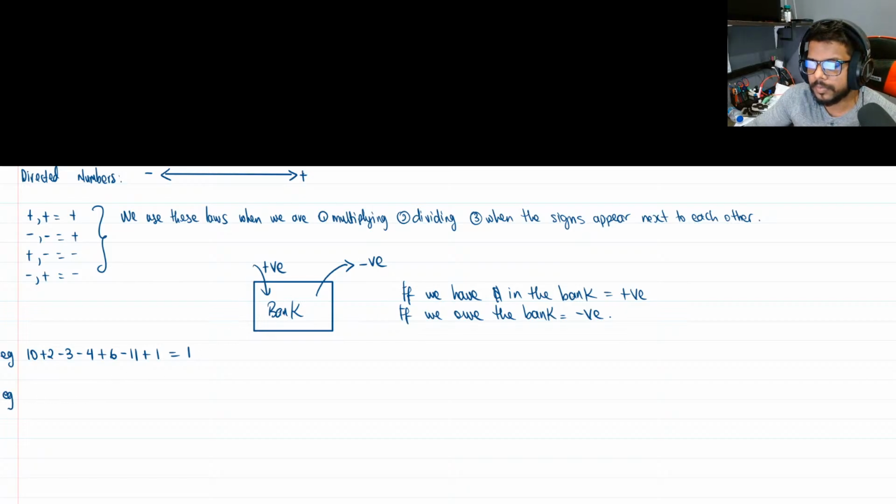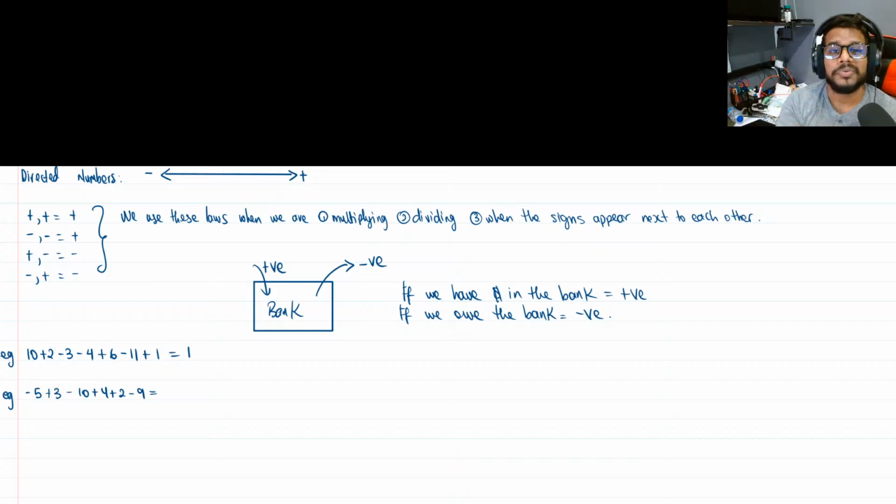Let's do our next example: minus 5 plus 3 minus 10 plus 4 plus 2 minus 9 is equal to. Let me check this one now. I start in the question by owing the bank $5. So I owe the bank $5. I'm going to put $3 in the bank. I still owe the bank, but now I owe $2.